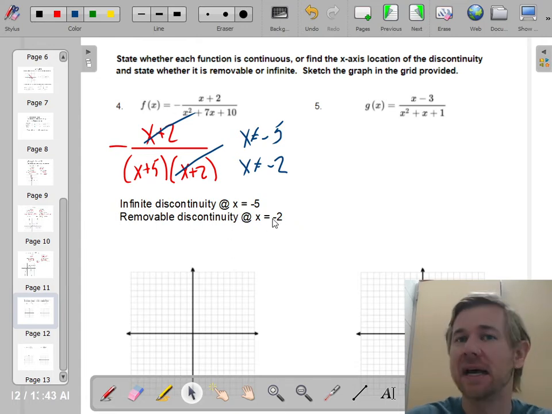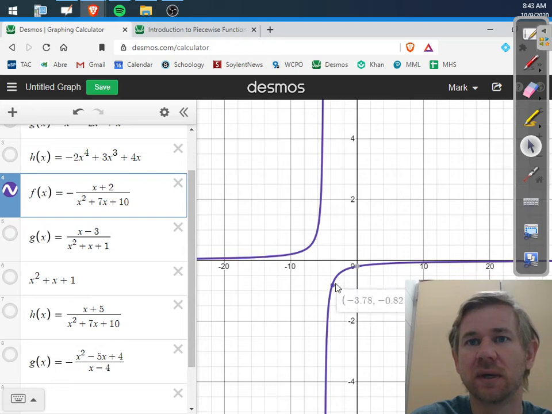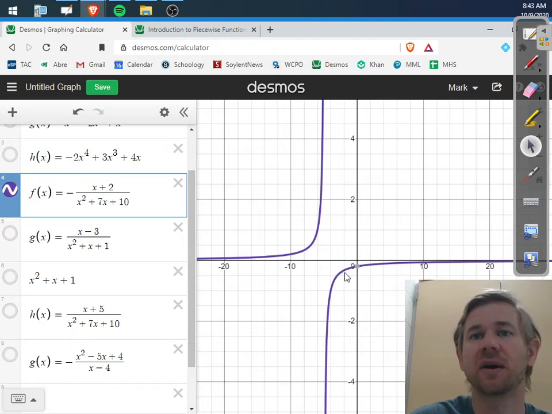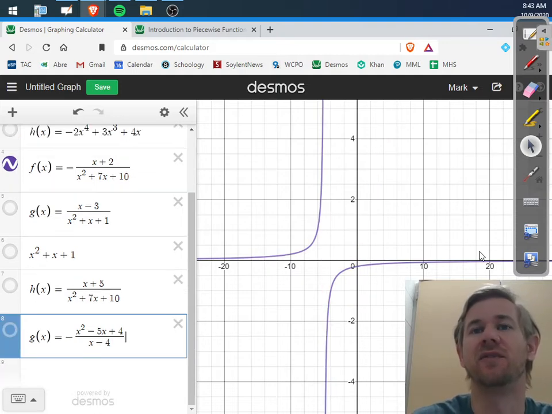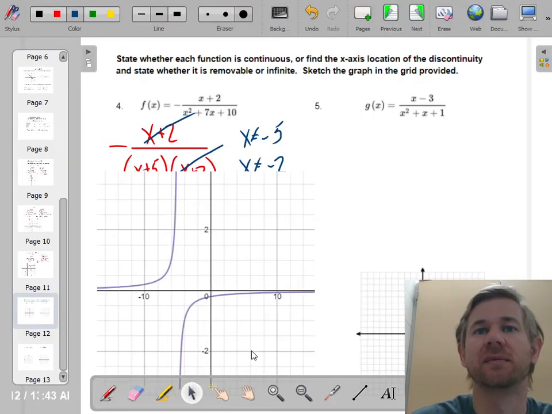The removable discontinuity is at negative 2. So let me look at the picture. Removable at negative 2. Wait, where's negative 2? Right there. Undefined. Yes, good. And then the vertical asymptote is at negative 5. There we go. All right, we fixed it. So let's go ahead and screenshot that. You would sketch the graph, and it would look something like this.